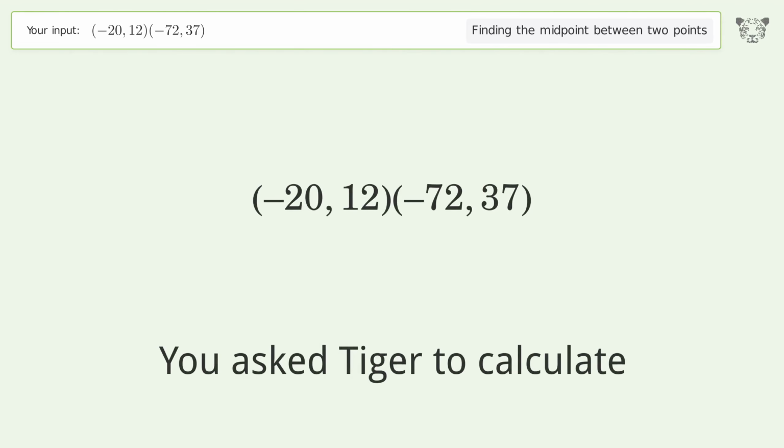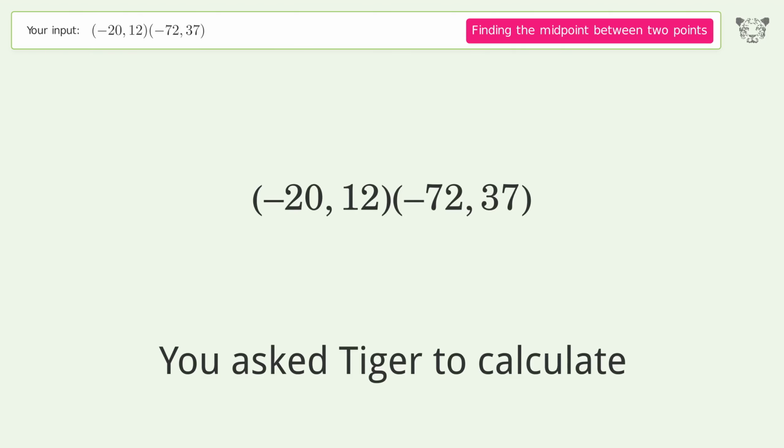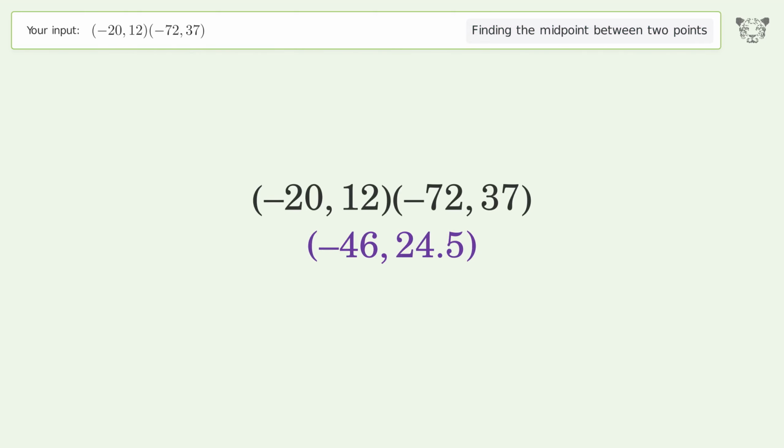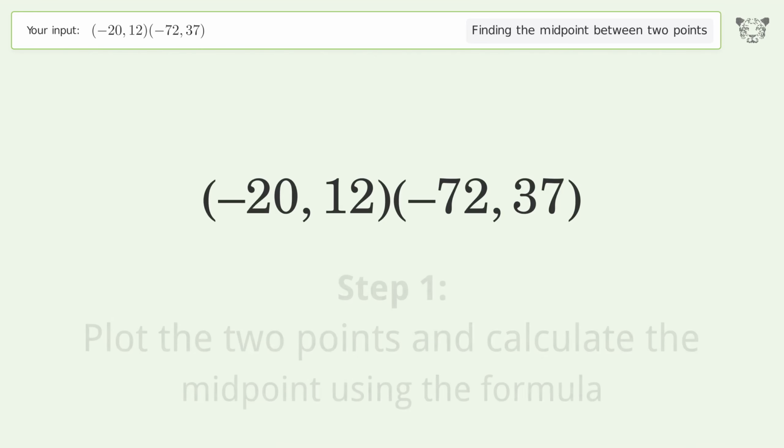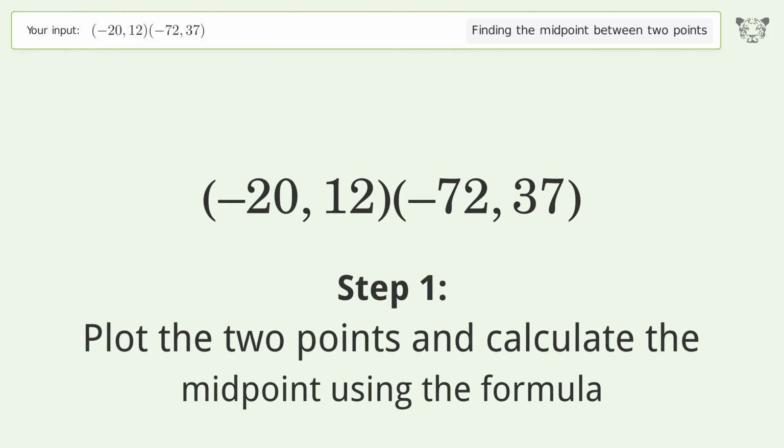You ask Tiger to calculate. This deals with finding the midpoint between 2 points. The midpoint between the 2 points is negative 46, 24.5. Let's solve it step by step. Plot the 2 points and calculate the midpoint using the formula.